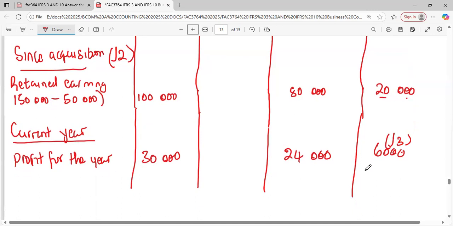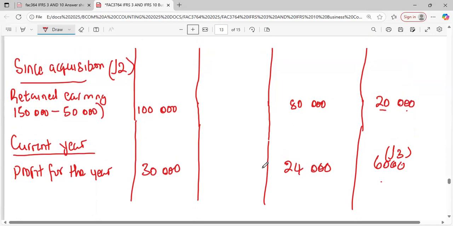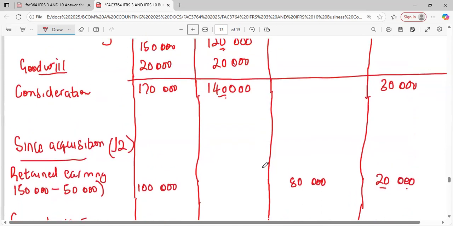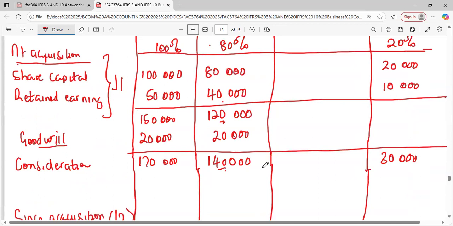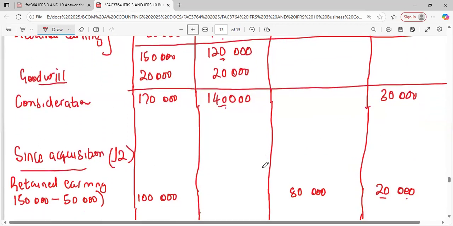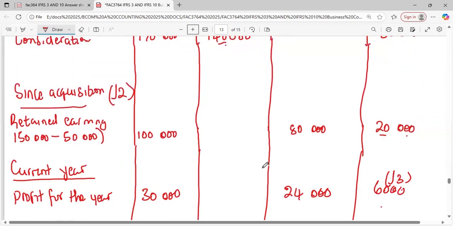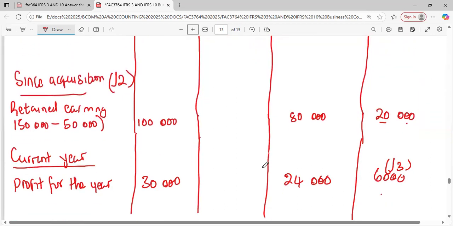If there were dividends, your dividends will be journal 4. So before you even look for any other journals like impairment of goodwill, it means 5, 6 journals, you must get them from here. So your pro forma journal entries, you get them from here. So you're going to have the journal 1, your journal 2, your journal 3, that is the profit for the year, and your journal 4, that is going to be the dividends if they are available.